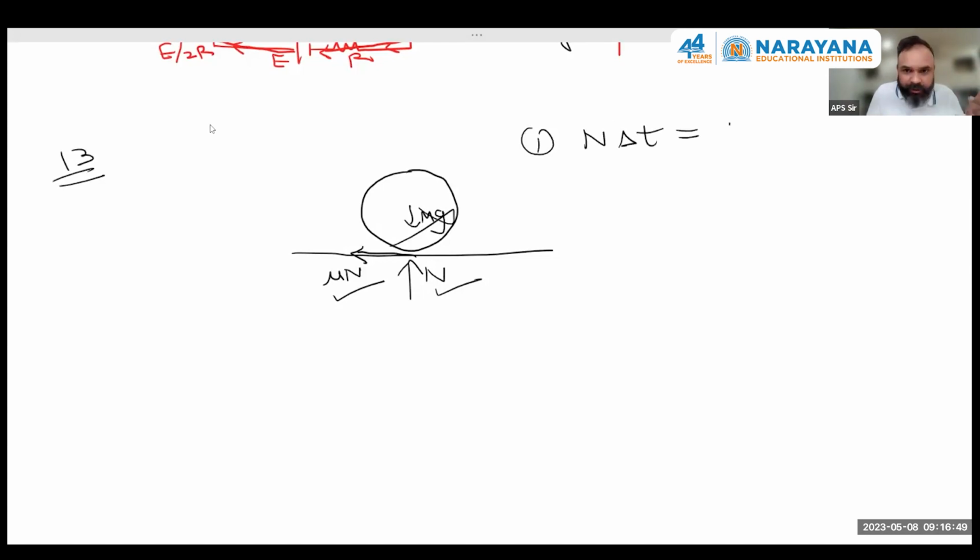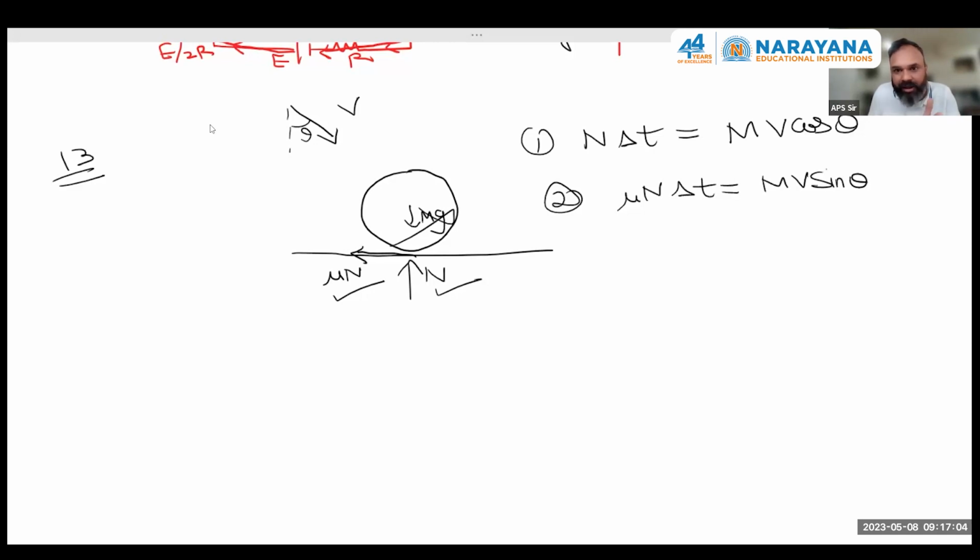Vertical momentum, which has been cancelled, is mv cos theta, because this guy was coming here with the velocity of v at an angle of theta with the vertical. Second, horizontal, you've got mu N delta t. I'm taking average. And the horizontal forward momentum, mv sin theta, will get balanced.